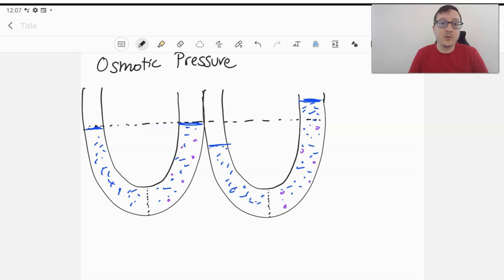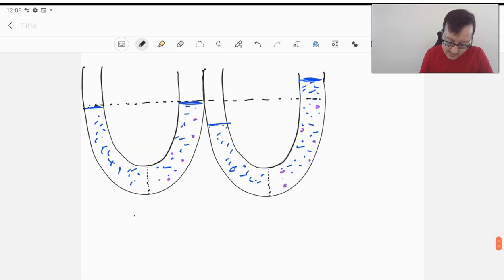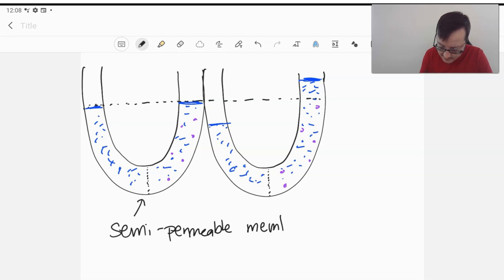Next property of solutions we're going to look at is osmotic pressure. Osmotic pressure is a pressure that's caused by the movement of water through a semi-permeable membrane towards a solution that has a solute in it. So this is a semi-permeable membrane. This is something that's of course very applicable to biology, where our cells are encased in semi-permeable membranes.